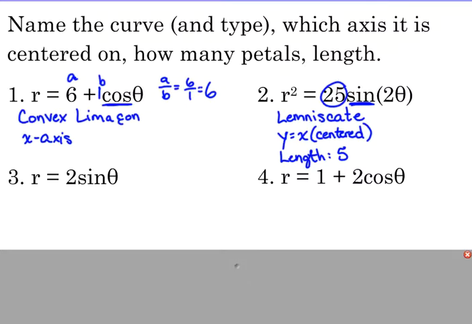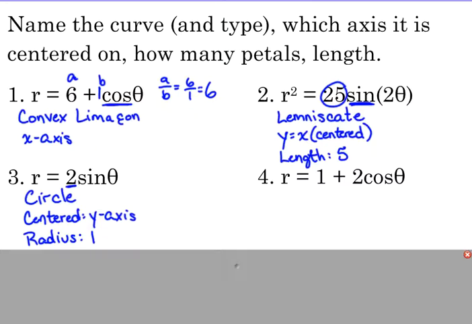Okay, number 3, r is equal to 2 sine of theta. That is a circle. It is centered on the y-axis. And it has a radius of 1. The diameter is the coefficient in front of your trig function. So the diameter is 2, so the radius is 1. So if it's a circle, you need to talk about how long its radius is.